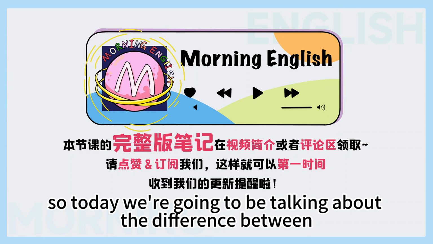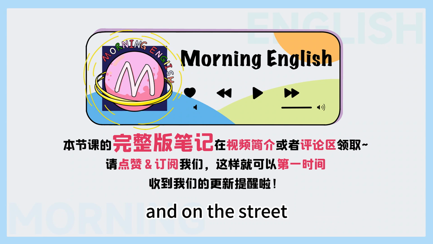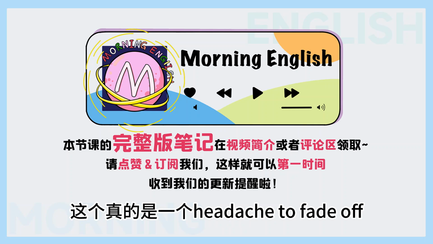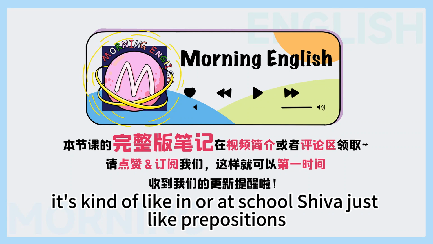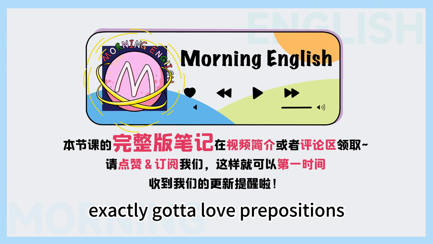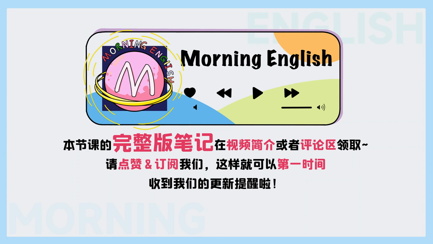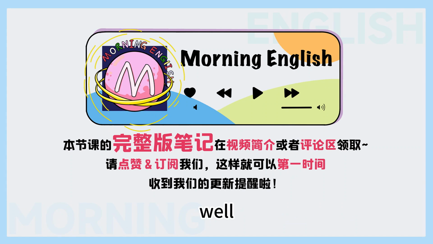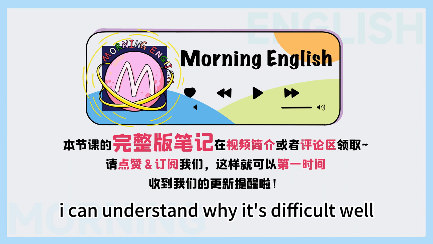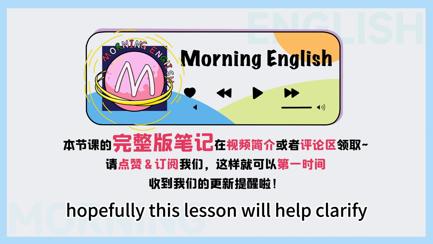So today we're going to be talking about the difference between in the street and on the street. 这个真的是一个 headache，非常非常 confusing. It's kind of like in or at school, 是吧？Just like prepositions, right? Exactly. Gotta love prepositions. I hate them. They're hard to remember which one to use. At, in, 还有 on. Well, hopefully this lesson will help clarify.